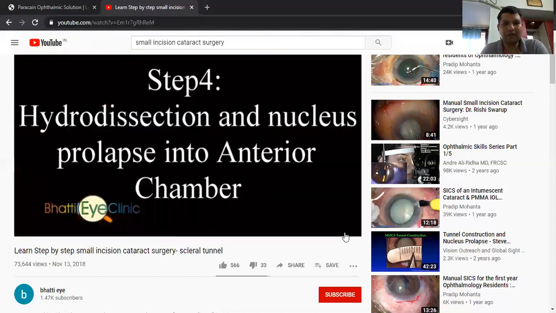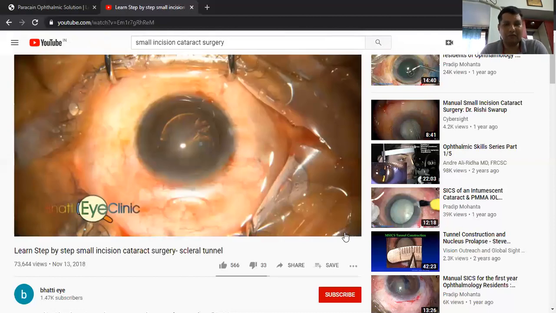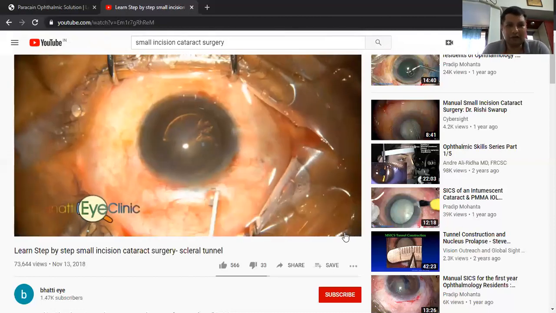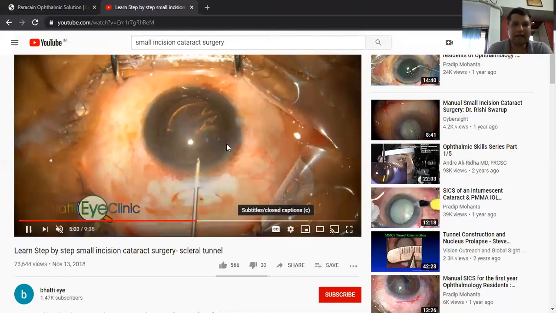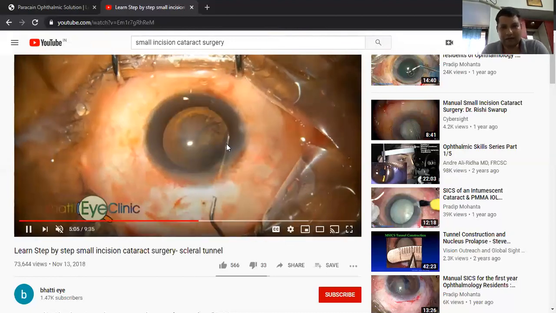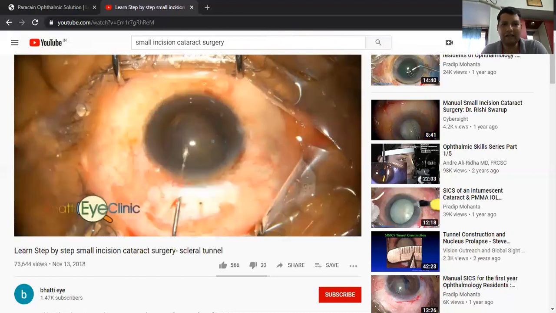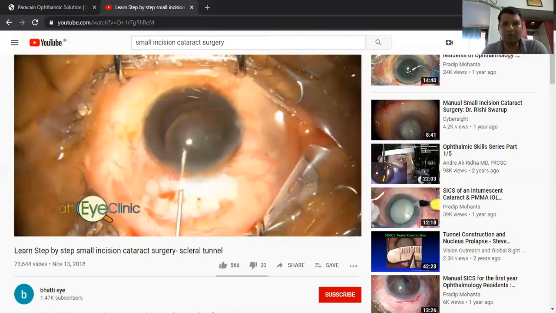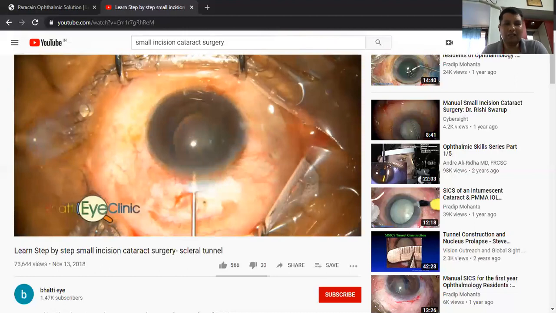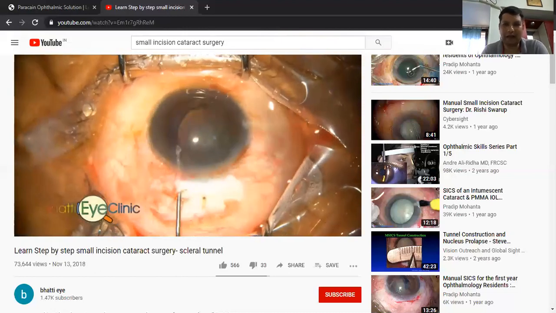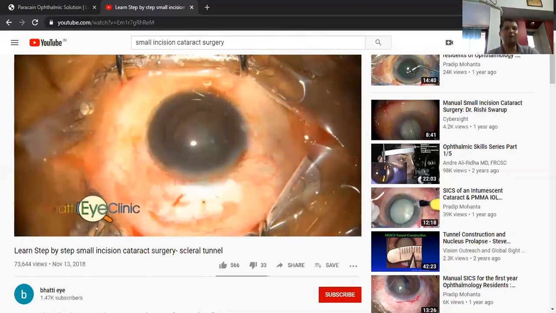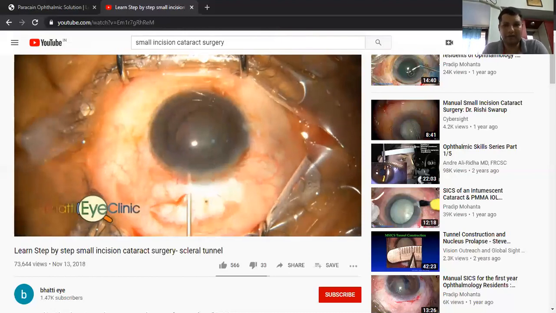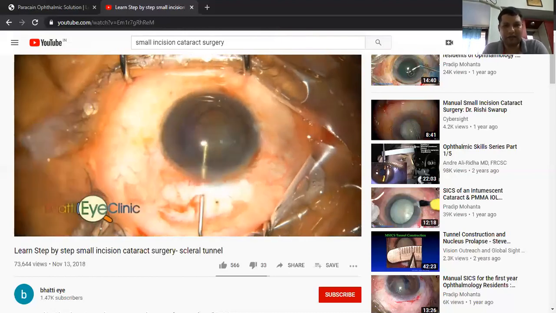Then what we do is we do hydrodissection and we prolapse the nucleus into the anterior chamber. So now with the help of a blunt cannula, we are going underneath the anterior capsule, and injecting ringer lactate solution to make the nucleus free from the adhesions to the bag, and then we are prolapsing the nucleus into the anterior chamber because we want to remove the nucleus, so we have to prolapse the nucleus, right?